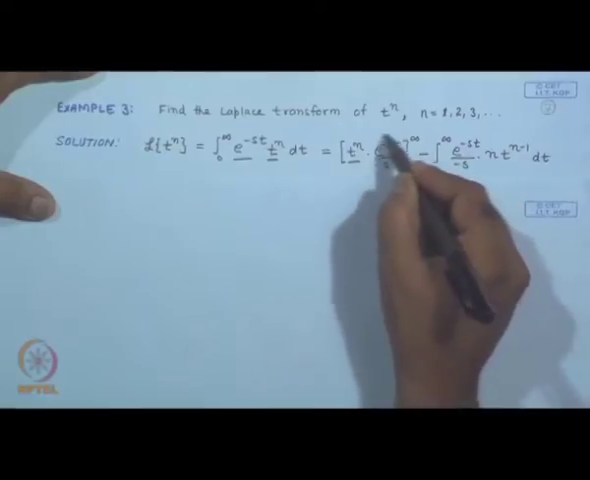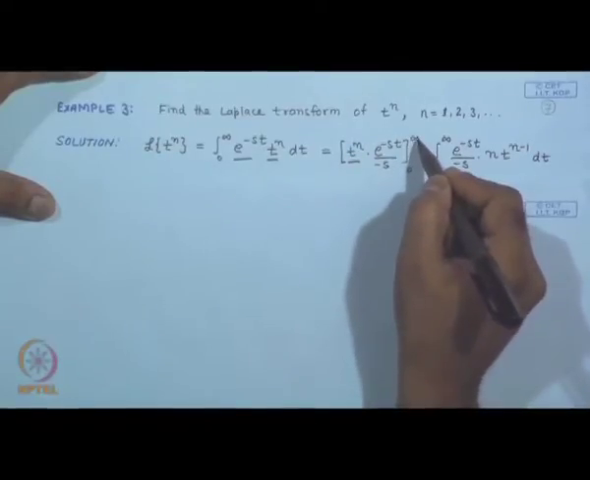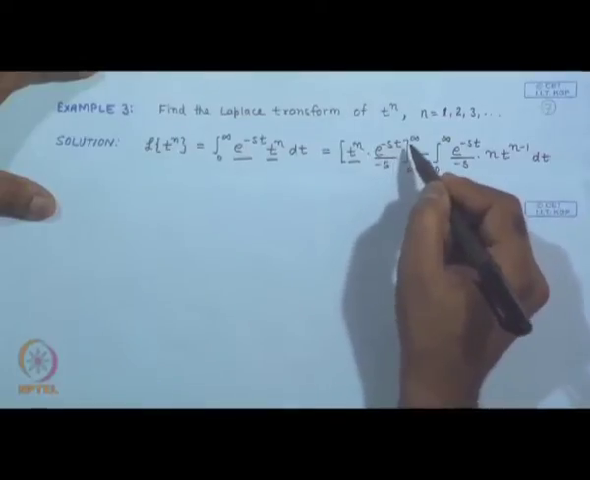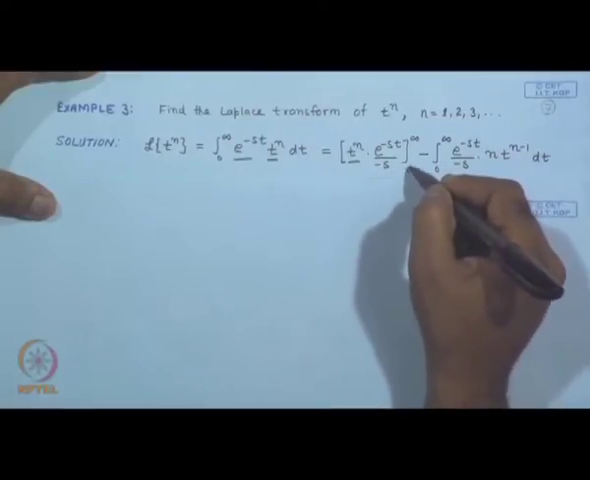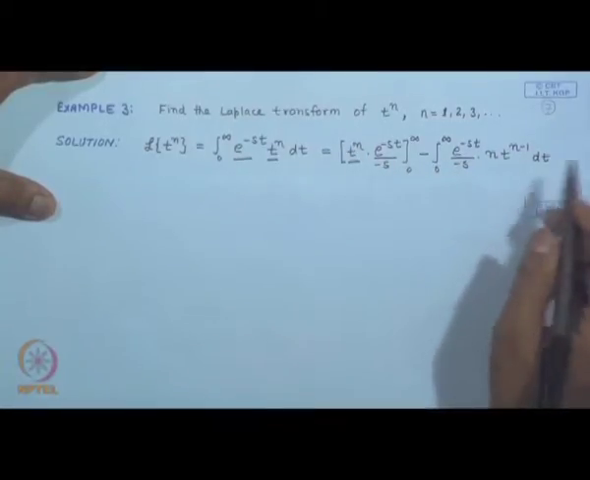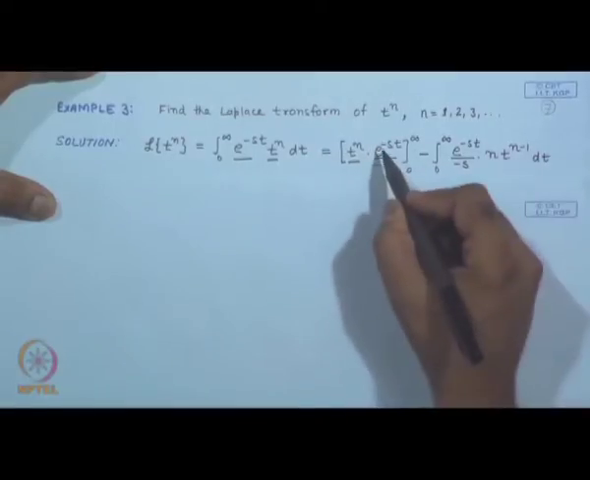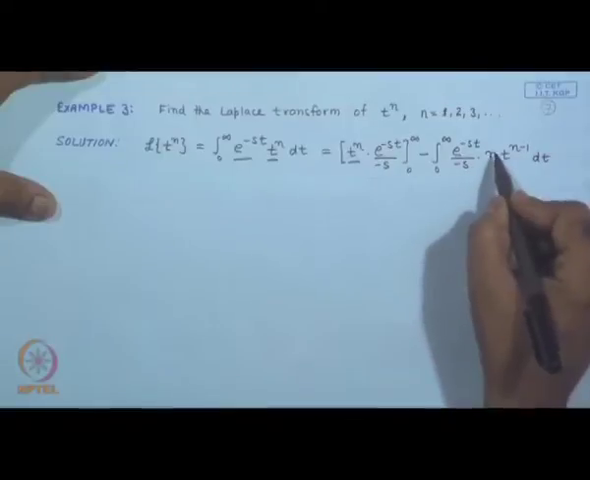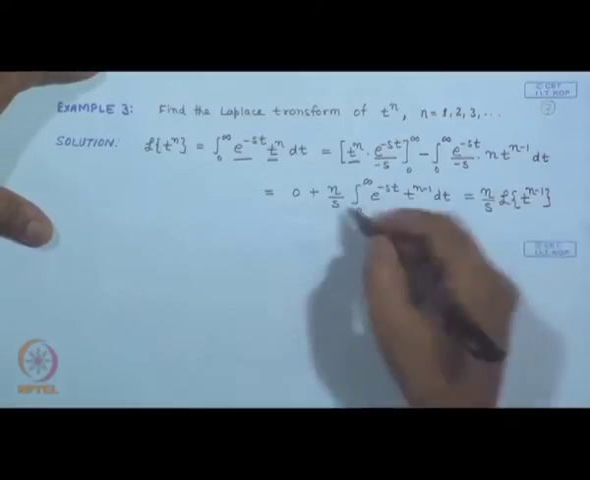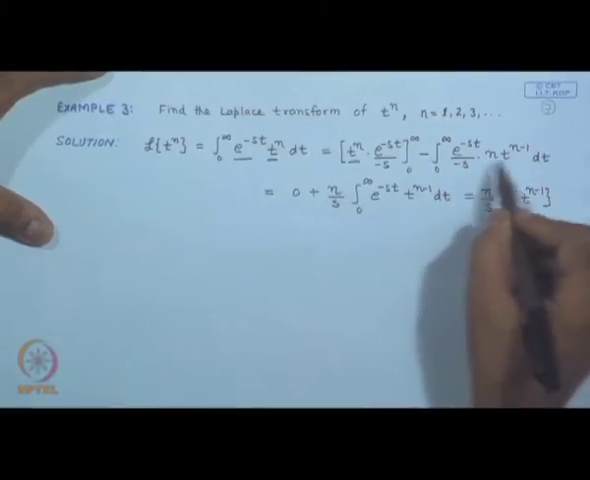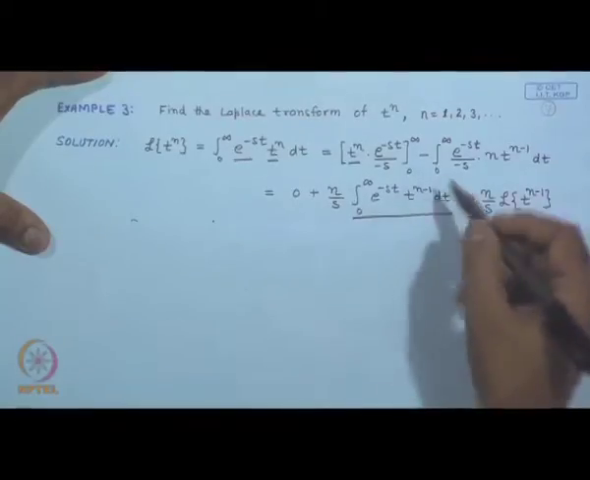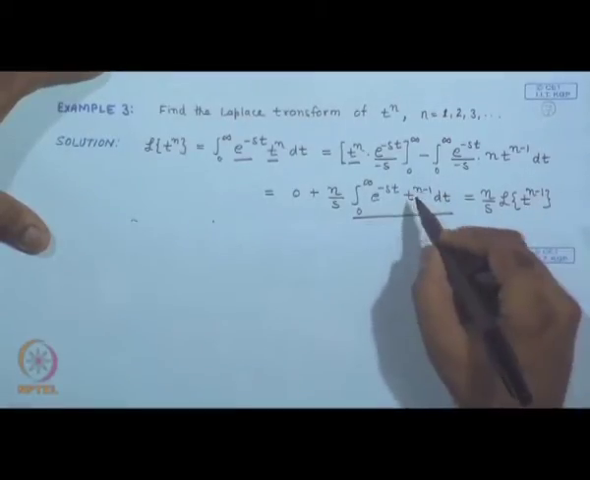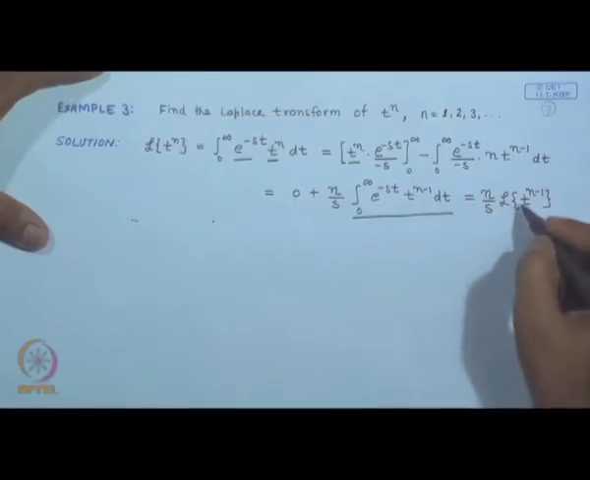This will go to 0 as t approaches infinity because of e power minus s t, and also it will go to 0 as t approaches 0 because of this t power n. So, this term will vanish, and then we have here n over s times the integral 0 to infinity of e power minus s t t power n minus 1. So, what we see again, this is nothing else but the Laplace transform of t power n minus 1. So, we got n over s and Laplace of t power n minus 1.